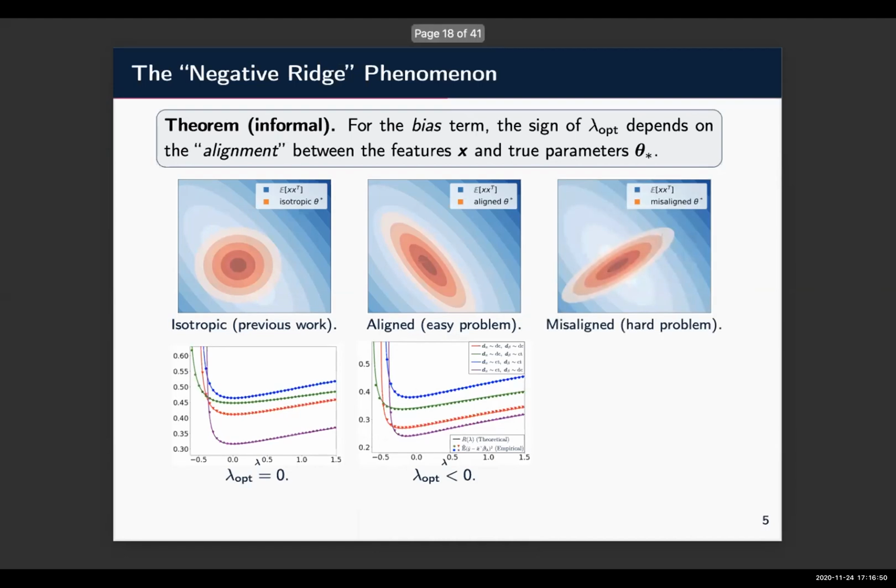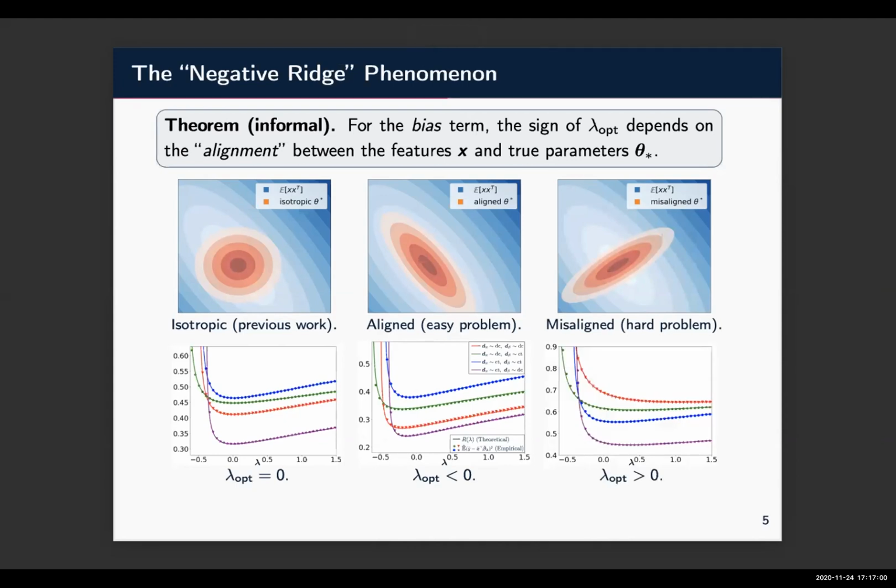On the other hand, when the teacher model primarily looks at the small magnitude features, then I'm kind of screwed. Right? There's a mismatch here. So in this case, learning is quite difficult. And we showed that the optimal regularization is positive for the bias term. In other words, you should shrink the parameter towards 0, even if there's no label noise. And I should add that this finding is only present in the overparameterized regime. If the model is underparameterized, then the optimal ridge penalty is never going to be negative.